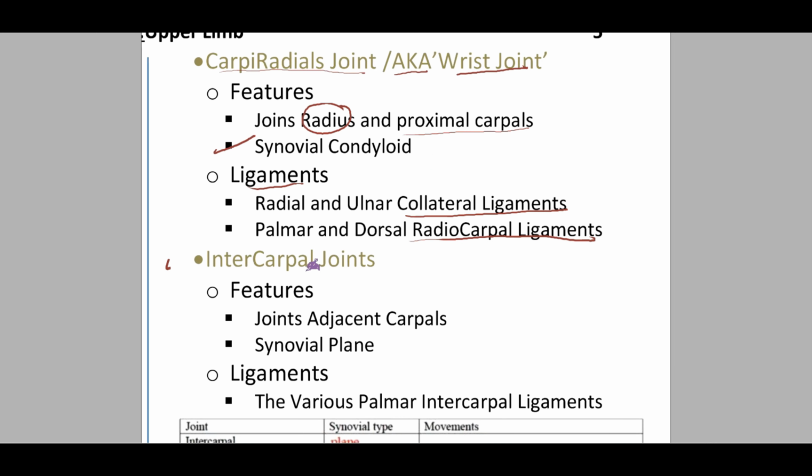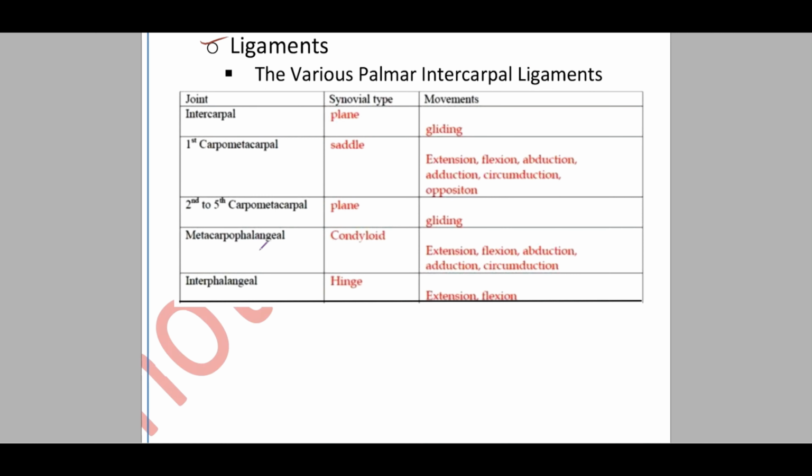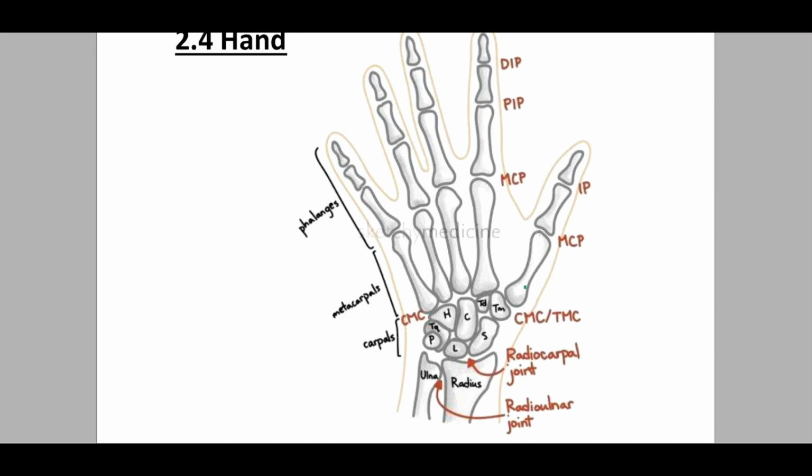The intercarpal joints join the adjacent carpals together, and their type is synovial plane, which means they allow only gliding movement. And that's logical. Anyway, the ligaments are the various palmar intercarpal ligaments, which if I told you their names, you will get really puzzled. So leave them for now. This table here tells you the joint and its type and the movement in the hand bones, which you can read for more information. How about a quick Arabic summary?